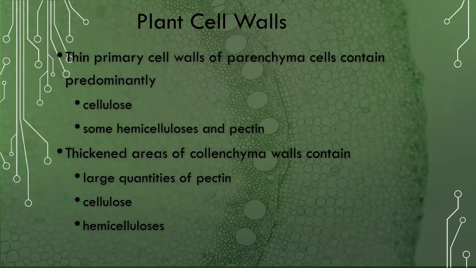The thickened areas of the collenchyma cell walls, they contain large quantities of pectin, and they also have cellulose and hemicelluloses. Cellulose is something that we humans, we cannot digest. You need an enzyme called cellulase in order to digest this component of the plant, and that is not an enzyme that we humans make. So we're not able to digest cellulose, and so that ends up just moving through our digestive system, and we'll learn a little bit about that when we are in the animalia and we do learn about digestion.